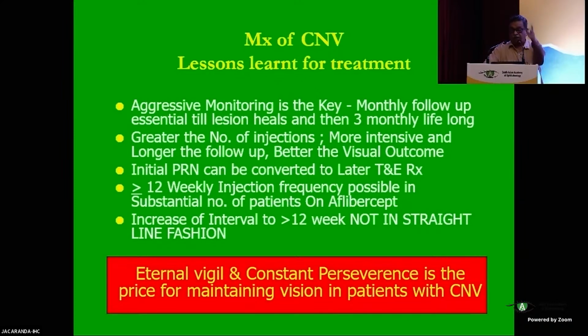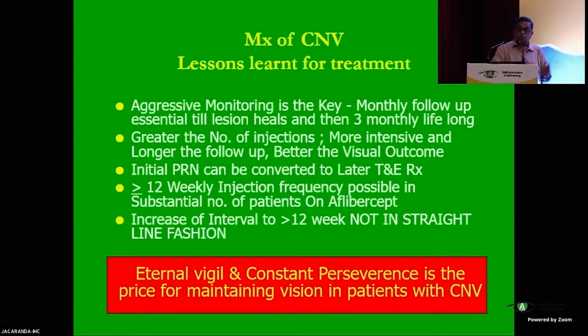I'm being very emphatic about this. If you do not monitor your patients properly, if you do not counsel the patient on the need for monthly follow-up, that's when the patients go down. You can start with initial PRN, and as you see how the patient is behaving, you can change to treat and extend. More than 12 weekly injection frequency is possible in a substantial number of patients on aflibercept.